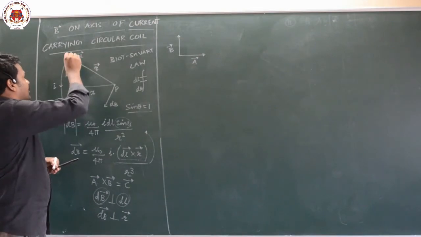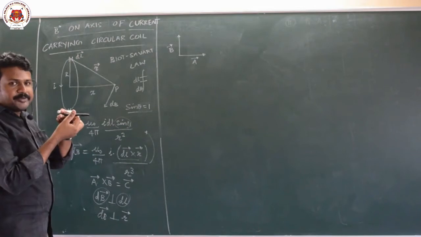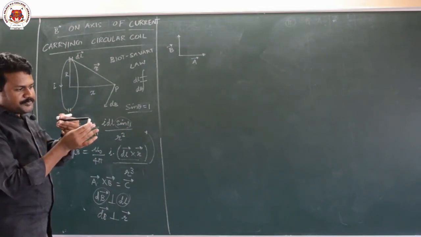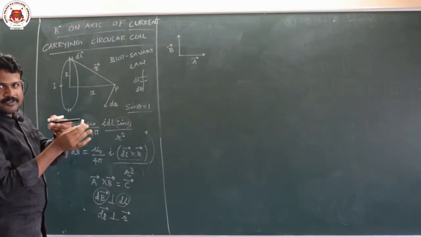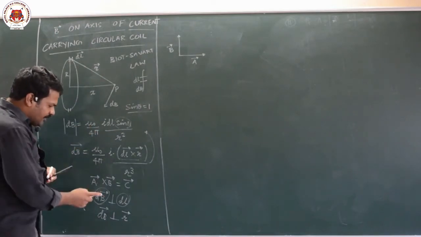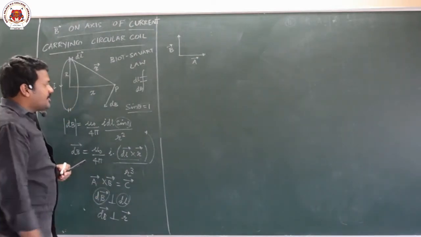The angle between dl and r is 90. dl is like this, this is r and this is dB. So the 3 are mutually perpendicular. The angle between dB and r is also perpendicular, dB and dl also perpendicular.